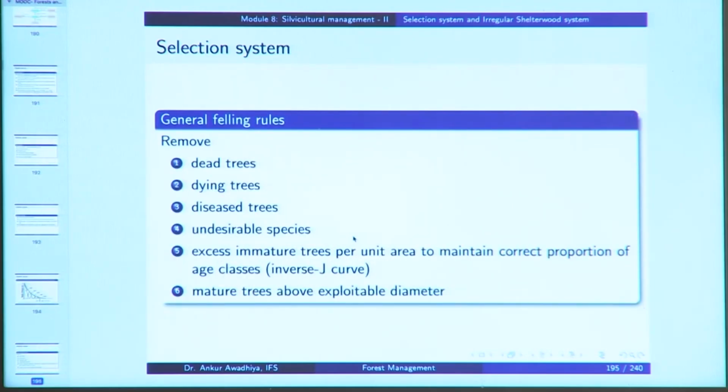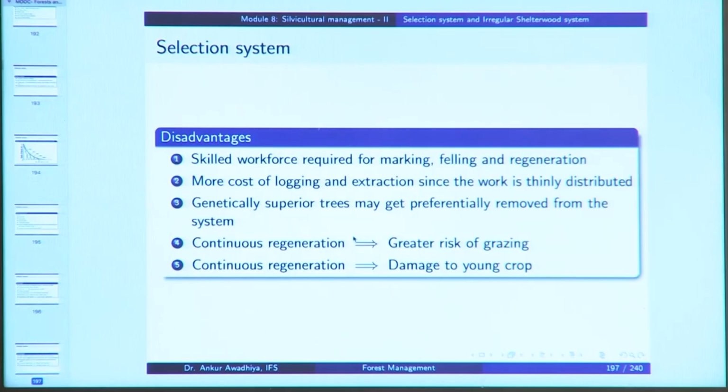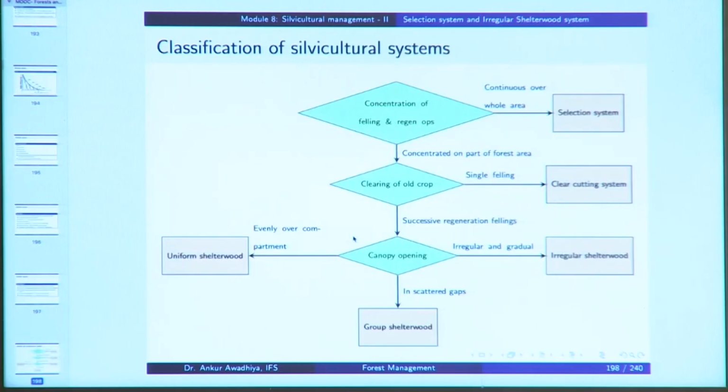Felling rules: you remove dead, dying, diseased trees, undesirable trees, excess immature trees to bring your system close to the inverse J curve, and mature trees above the exploitable diameter. The advantages are more natural forest, continuous canopy, a multi-tier system, so more growing stock is available, greater increment, soil is not exposed, it is resistant to pest, adverse climate, weeds and grasses, and abundance of seed bearers gives you a good natural regeneration. Disadvantages: again, you require more skilled workforce, more cost of logging, genetically superior trees may get preferentially removed, and there is a greater risk of grazing and damage to the young crop.